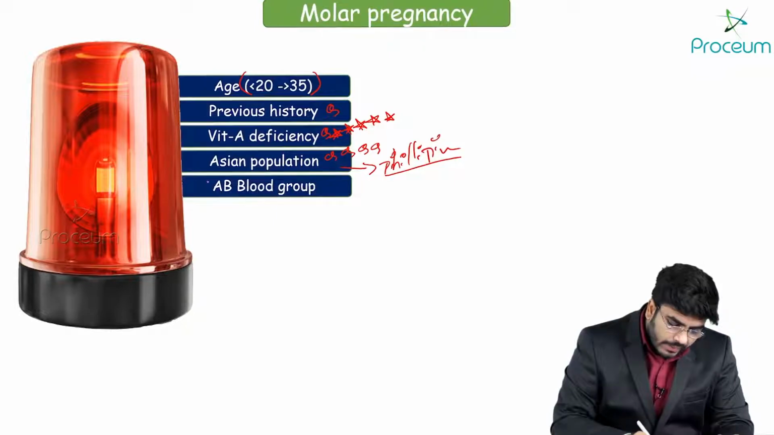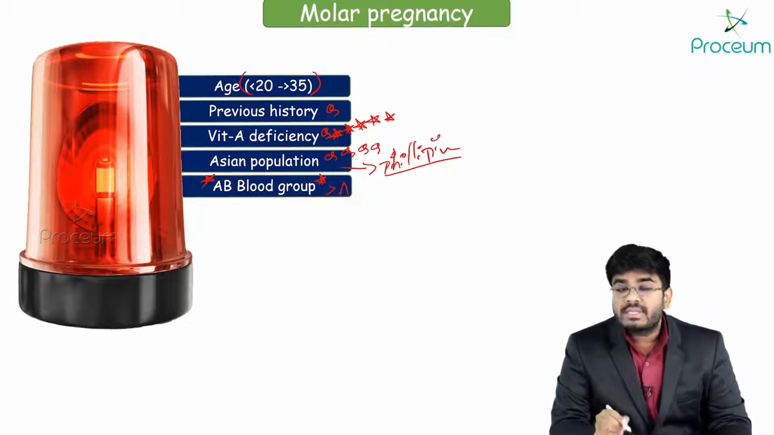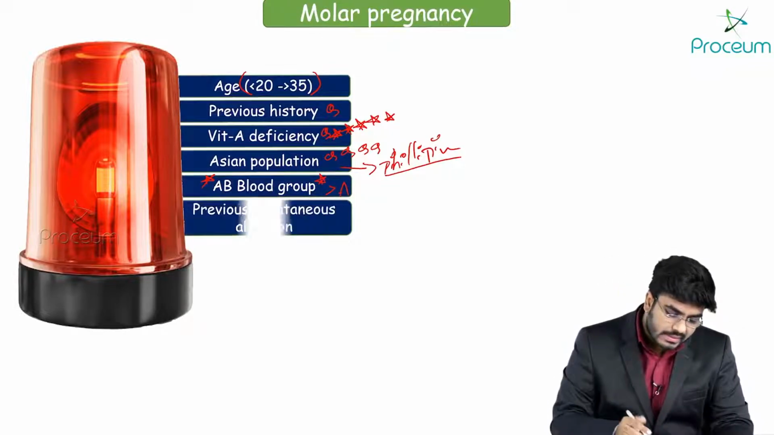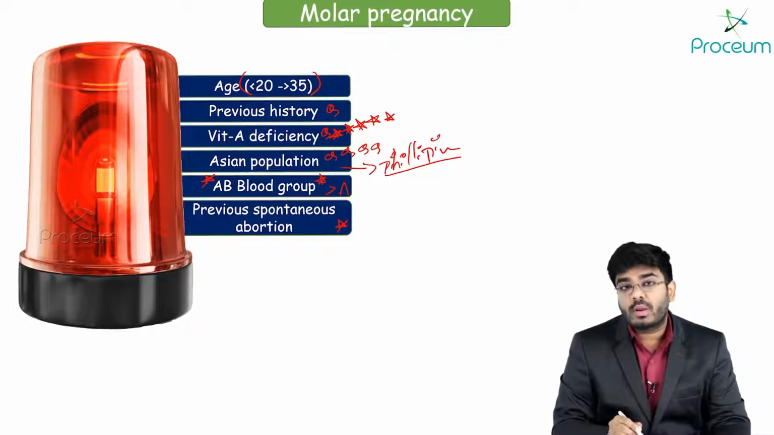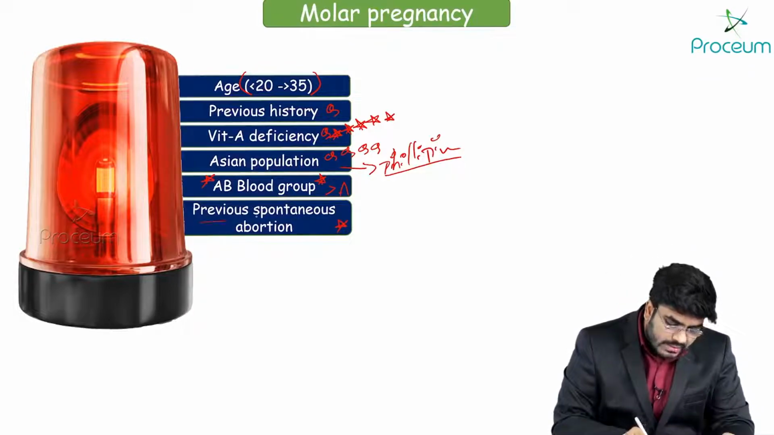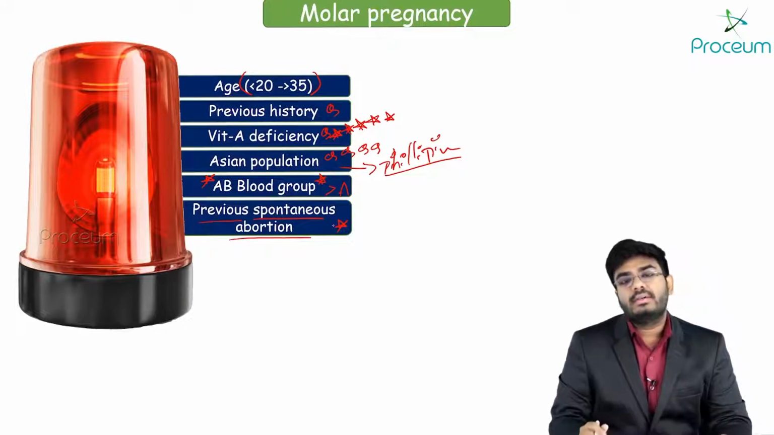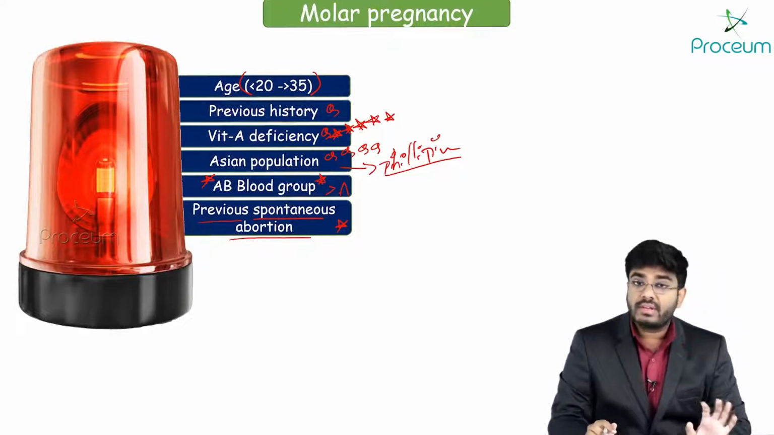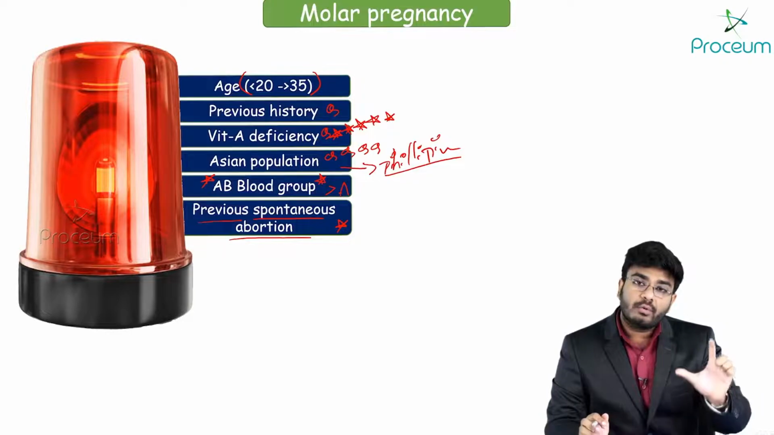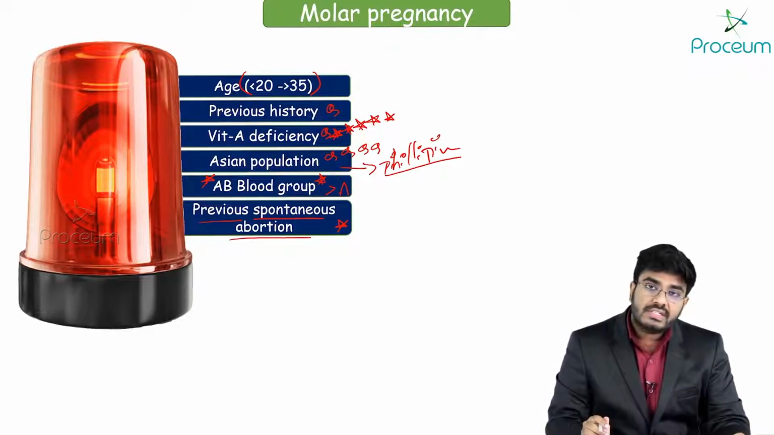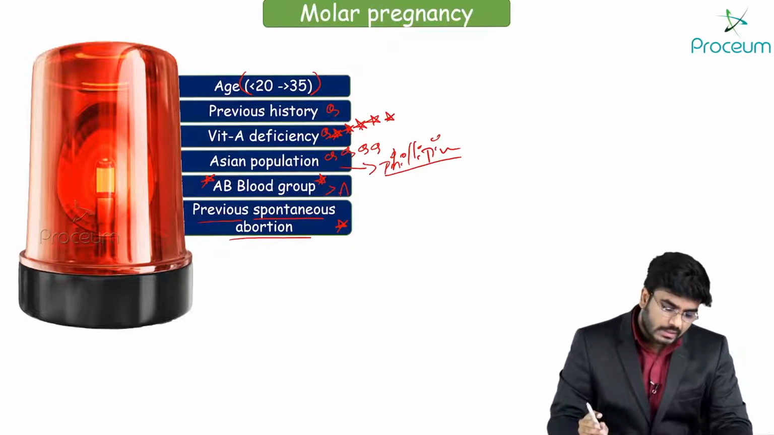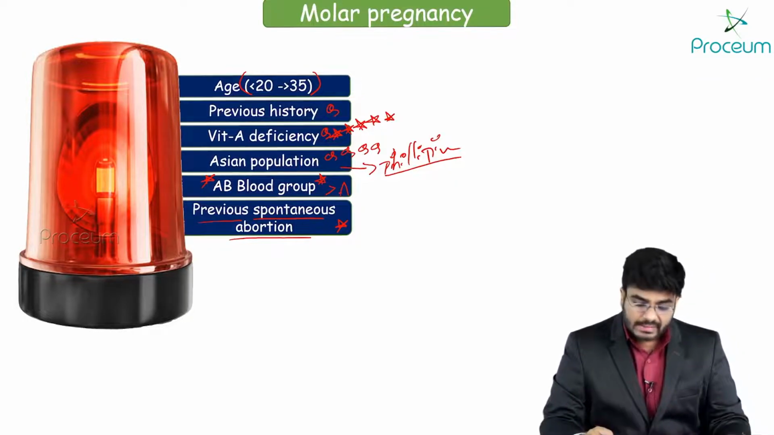And having AB blood group, followed by A blood group, is a risk factor for molar pregnancy. And previous spontaneous abortion carries twice the risk of molar pregnancy. Guys, very, very important: out of these, AB blood group is an important risk factor for molar pregnancy, and vitamin A deficiency is an important risk factor for molar pregnancy. Okay, so these are the risk factors.